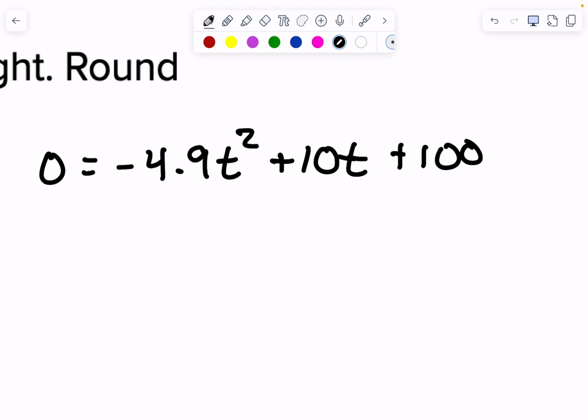So this is a trinomial. We can't just subtract the 100 over because I have 2 t's there, right? That's not going to work. This is a trinomial, so we either have to factor it, which we're not going to be able to with the 4.9 there, or plug it into the quadratic formula.